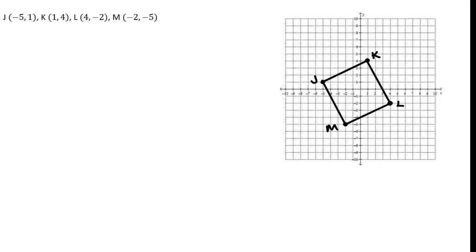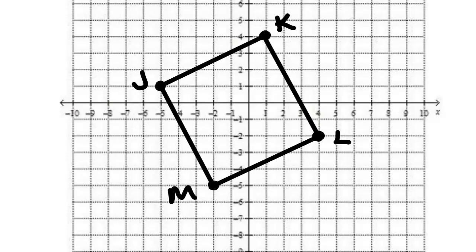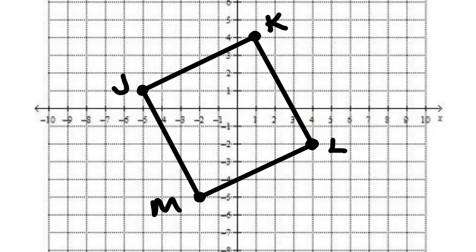The 3 things that we're going to have to find and compare are going to use the midpoint formula, slope formula, and distance formula. And we're going to do that with what parts of this quadrilateral? The diagonals, yes. So what points should I connect to draw in the diagonals here? JL and KM.